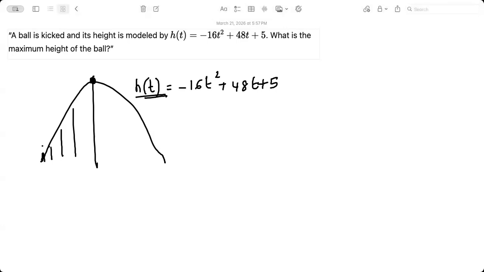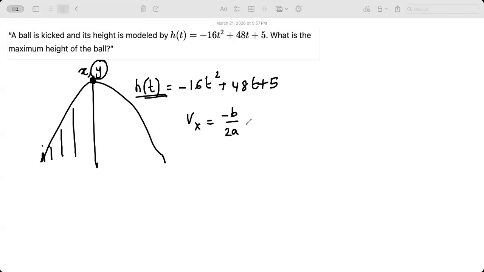Ball is kicked and its height is modeled by h of t equal to this. What is the maximum height of the ball? So you know how to do it. Do it, ma. So basically, they're asking for x comma y. This y value gets you the maximum height reached, right? So how do you get the vertex? First of all, x value of the vertex is minus b by 2a. You already said the answer, minus 48 by minus 16 times 2, that will be 3 by 2. Correct, ma?